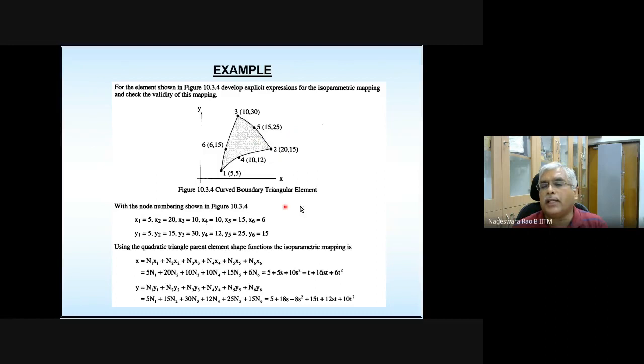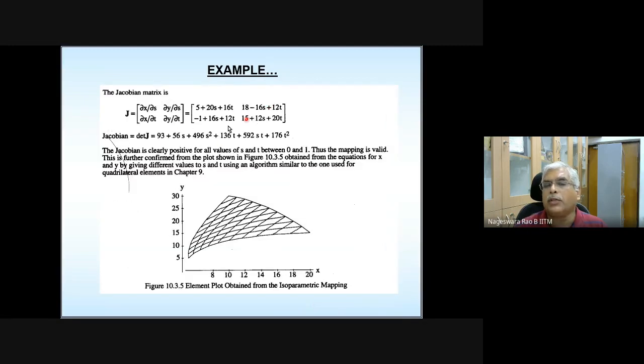Here an example is taken. 6-node triangular element, the coordinates are shown here. And if you want to find whether the quality of this element is good or not, or whether this mapping is going to be good or not, you write the isoparametric equations. You can go through the details, okay? Write the isoparametric equations. Find the Jacobian. And this Jacobian is going to be quadratic. Okay? This Jacobian is going to be quadratic.